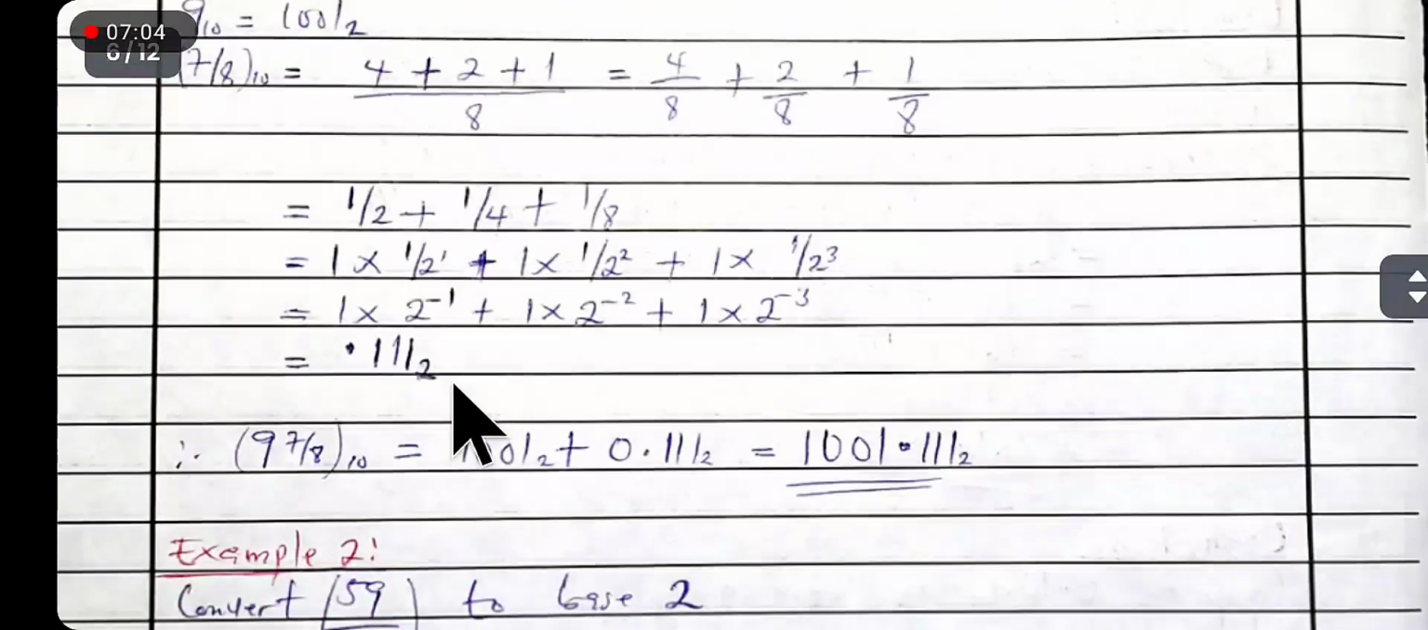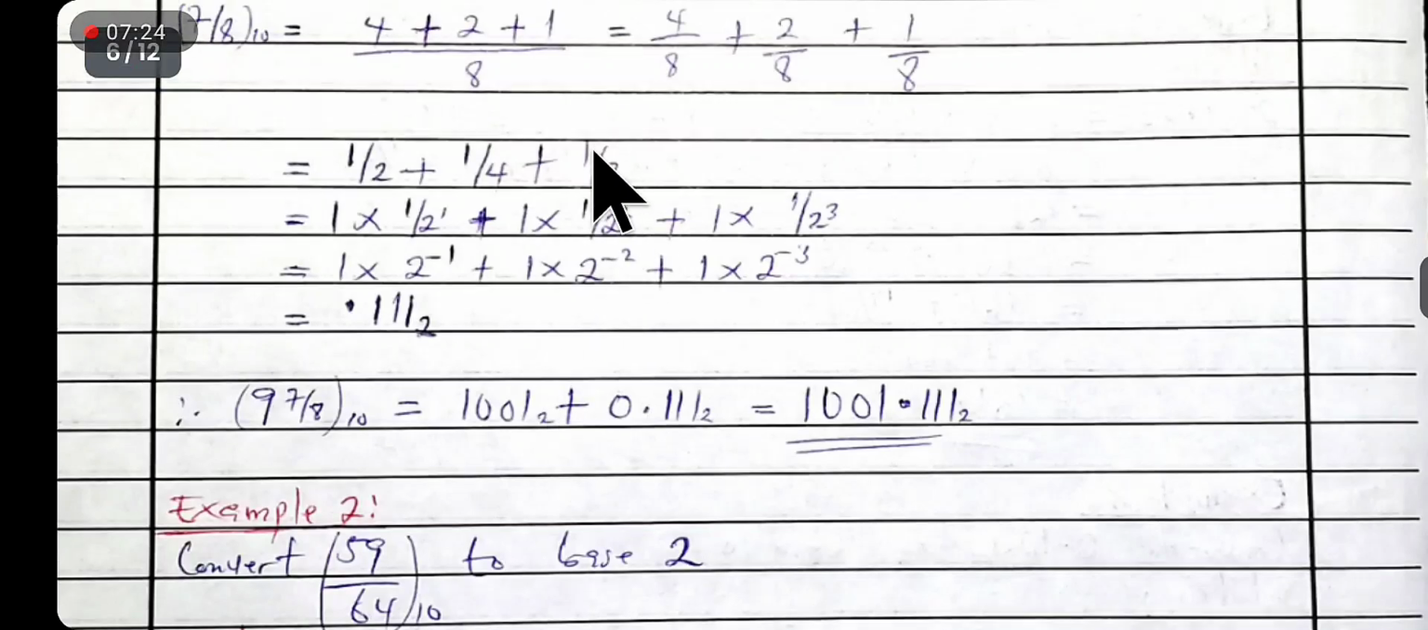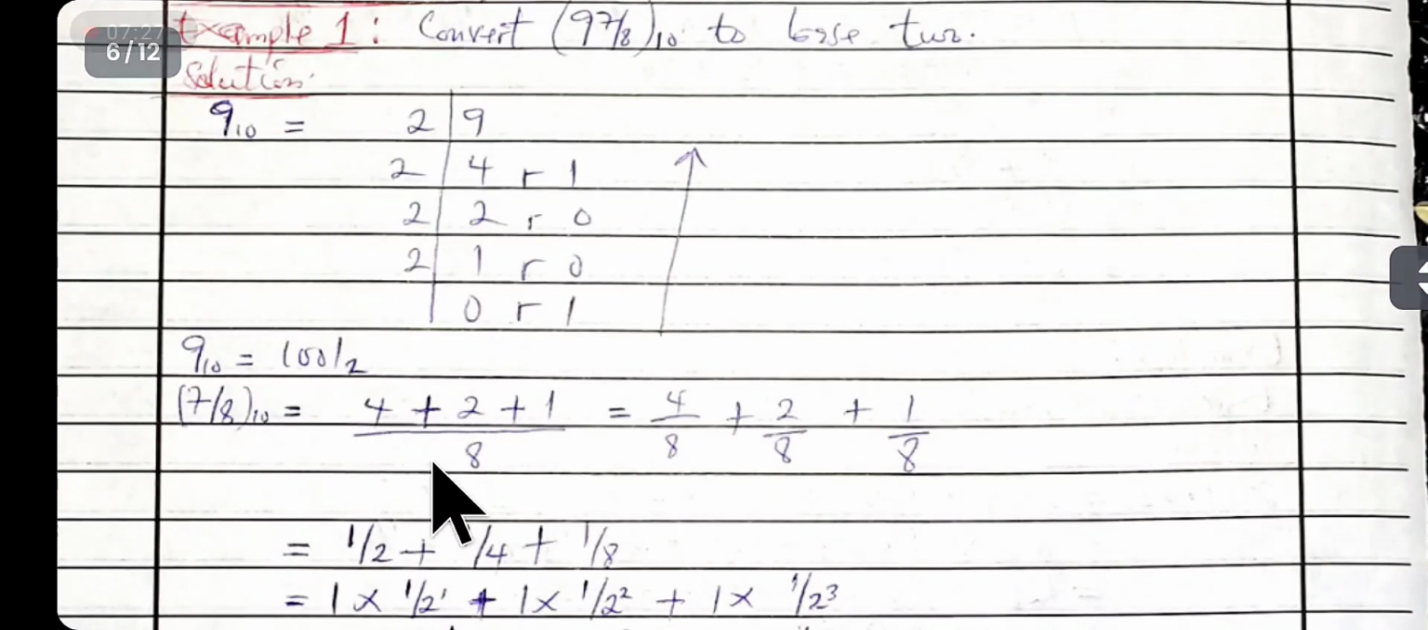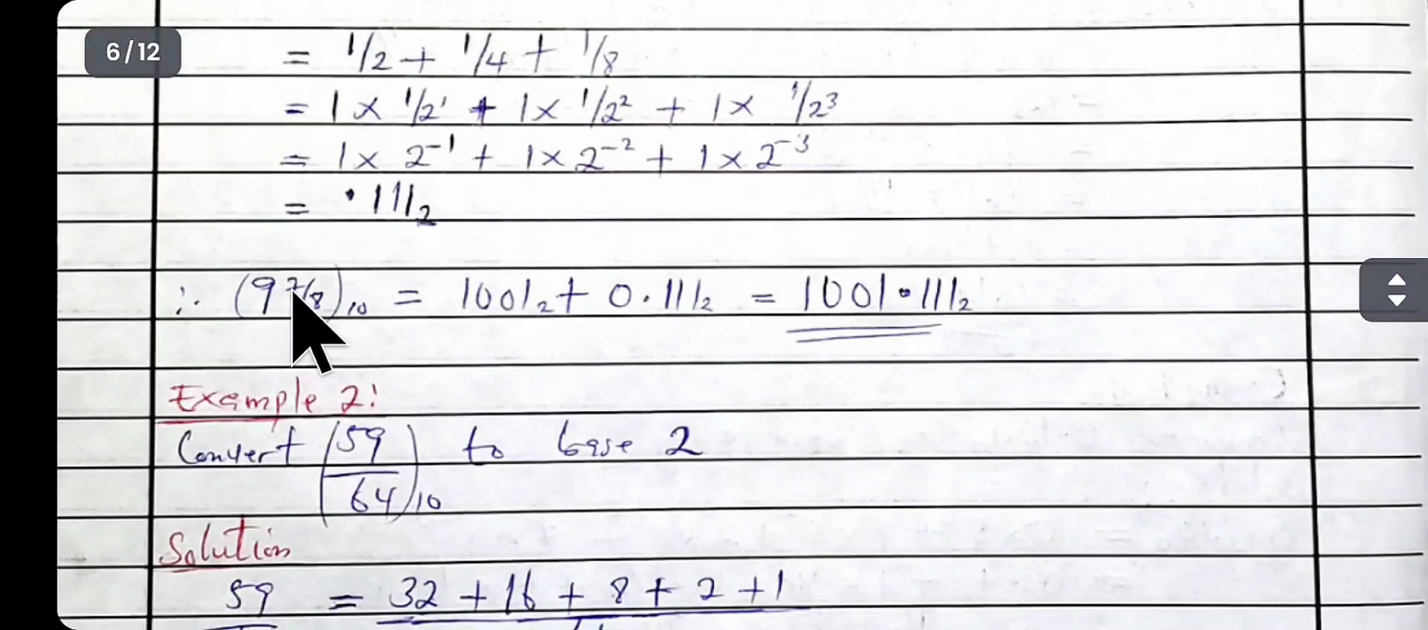So it's going to be dot 1 1 1 in base 2, which is the same thing as 0.111 in base 2. So therefore 9 whole number 7 over 8 in base 10 is the same thing as 1001, which we have already converted from here. Look at it here. Then plus the fraction part, which is 0.111 in base 2. If you add this to this, it's going to be 1110.111 in base 2. You have done that.